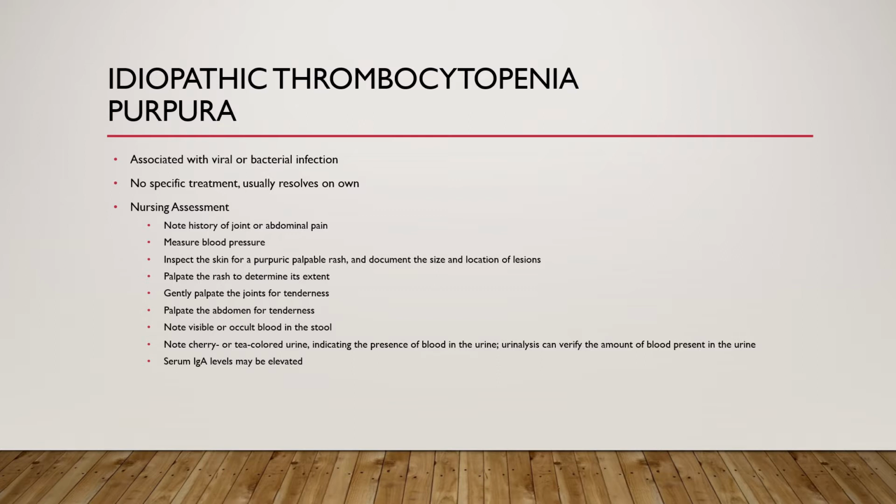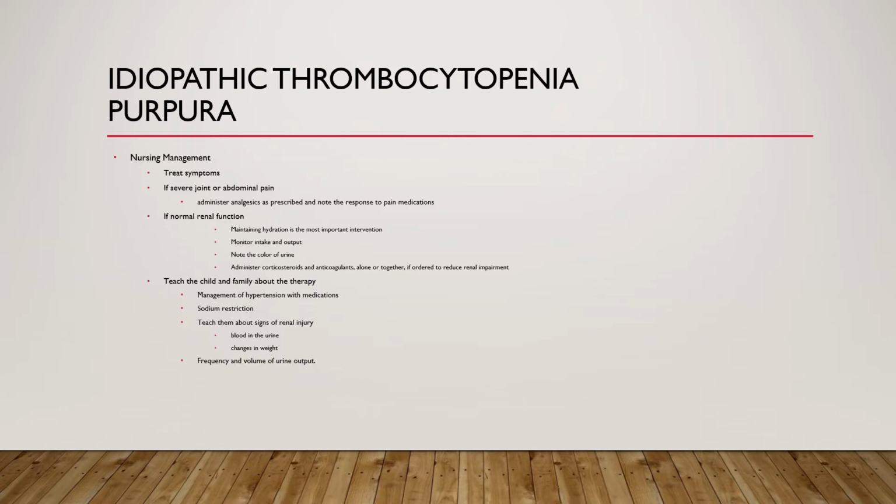No specific treatment within a short period of time. A little longer, there is a treatment that they can do. History of joint or abdominal pain, watch their blood pressure, inspect the skin for those rashes that you saw, document where they all are and how big they are. Palpate the rash, palpate the joints for tenderness, abdomen for tenderness, any blood in the stool. Again, they're going to potentially have cherry or tea-colored urine because of blood in the urine. And serum IgA levels may be elevated.